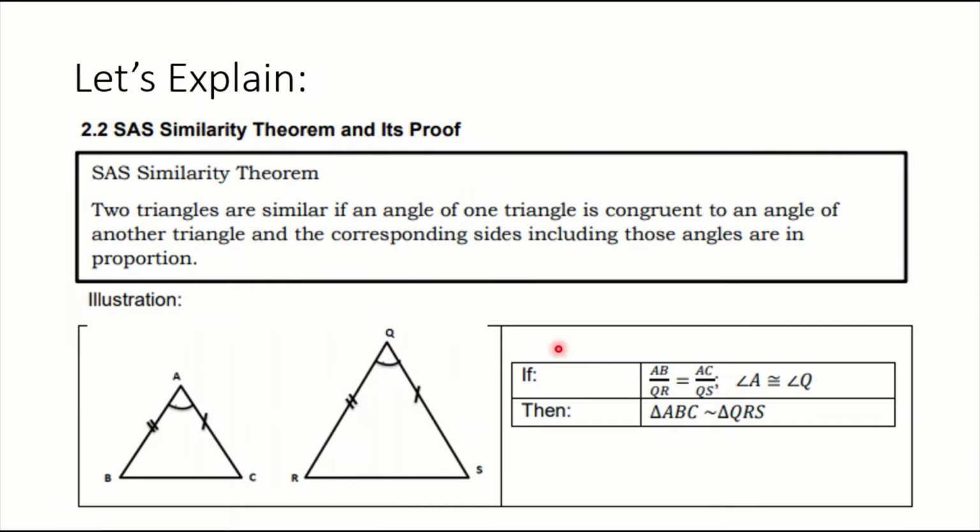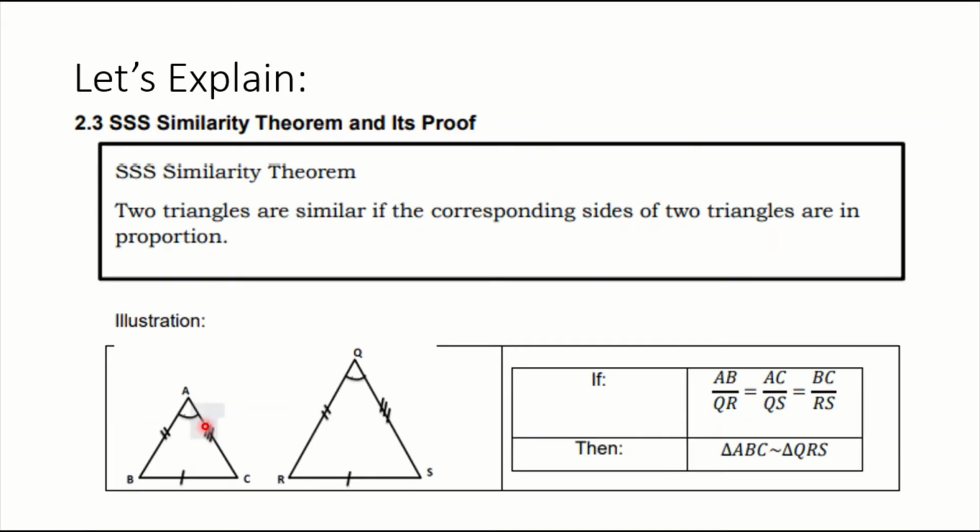SAS, or side-angle-side. Triangles are similar if an angle of one triangle is congruent to an angle of another triangle and the corresponding sides including those angles are in proportion. Look at this example: ABC and QRS. If AB over QR is equal to AC over QS and angle A is congruent to angle Q, therefore triangle ABC is similar to triangle QRS. Just remember, they are similar by side-angle-side.